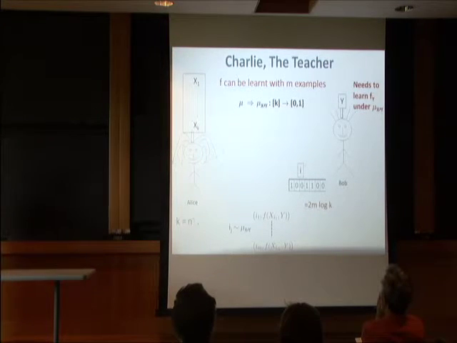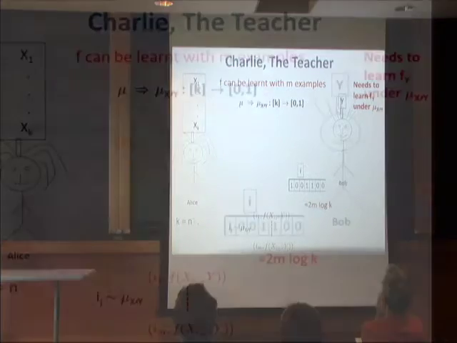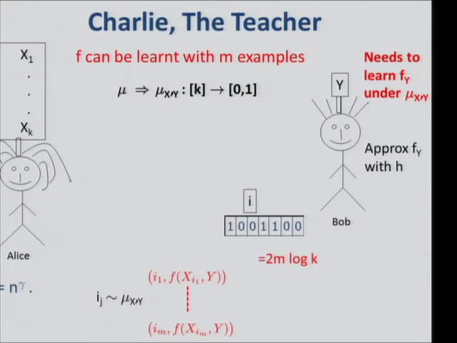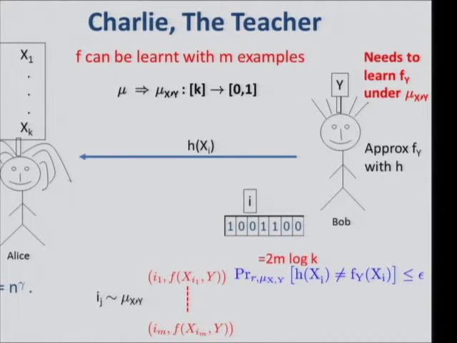She sends it over to Bob, and now Bob is going to play the role of the learner in this learning setup. The setup was geared towards that. So he has everything in place, and now he approximates this function fy with h, which we assumed he could do because f is learnable with m examples under every distribution, right? And Bob doesn't need to know the distribution. So Bob just sends h of xj, and we know with high probability this h of xj is the right answer. That's what it means to be learnable, right? The probability is under the random coin tosses. This is what I just said in math.